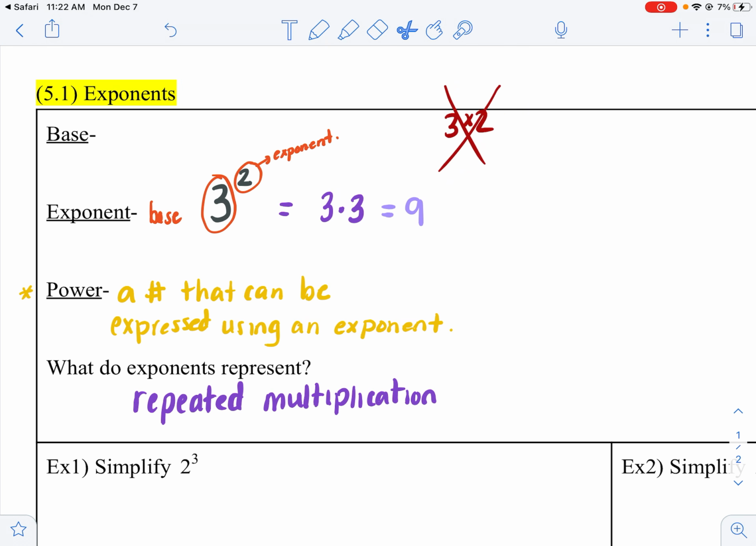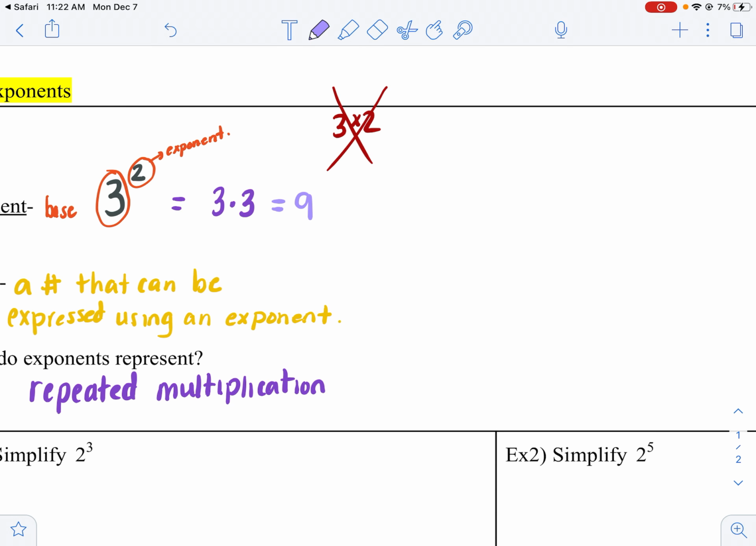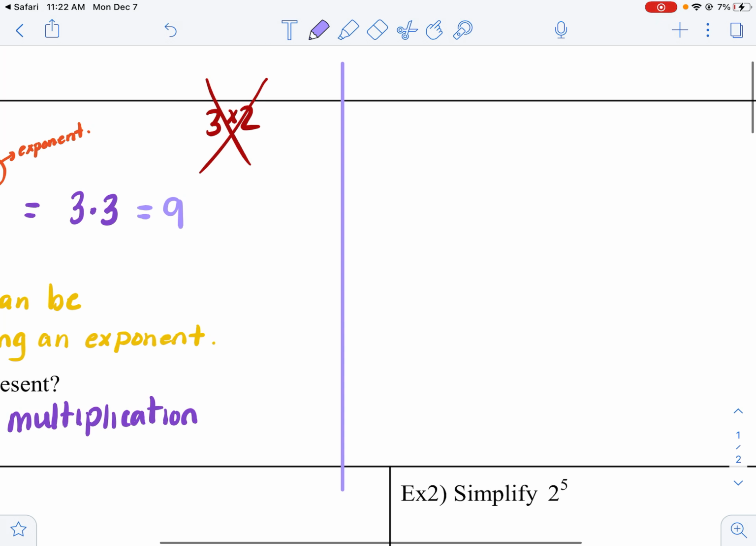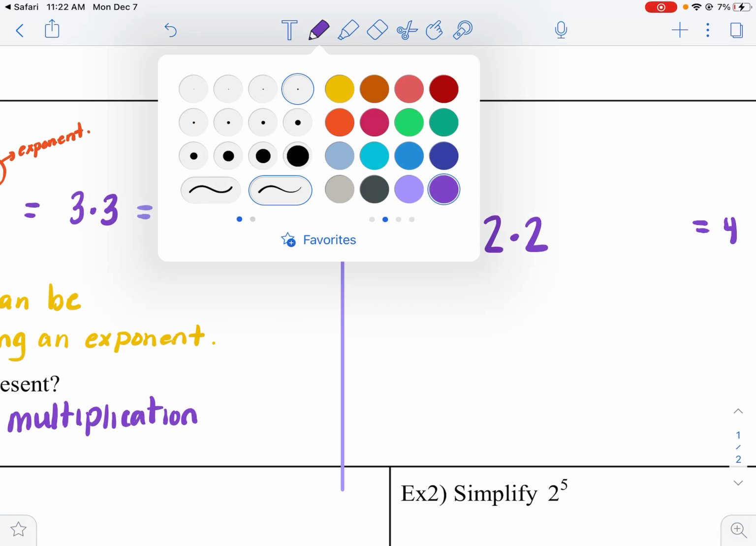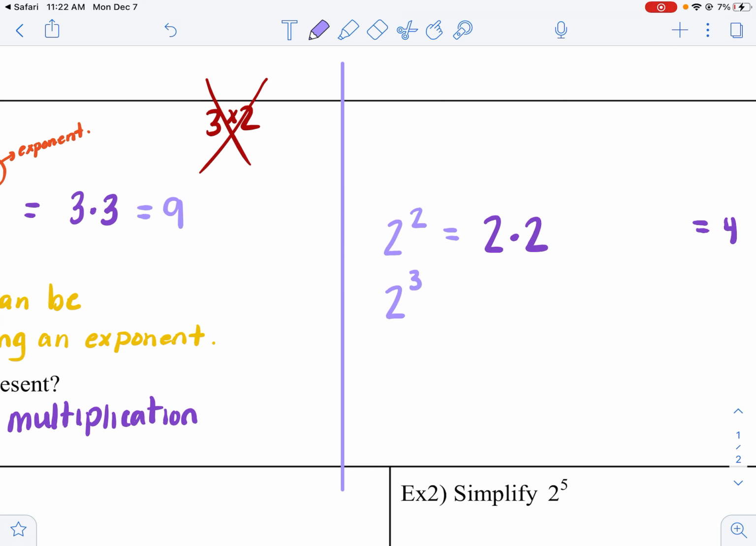So I'm going to talk about one other thing quickly, and we're going to use 2 as our base, and go through a couple different things. If I have 2 squared, or 2 to the power of 2, this means 2 times 2, and we know that equals 4. The next one would be 2 to the third power, which is 2 times 2 times 2. We can do this slowly: 2 times 2 is 4, and 4 times another 2 is 8.